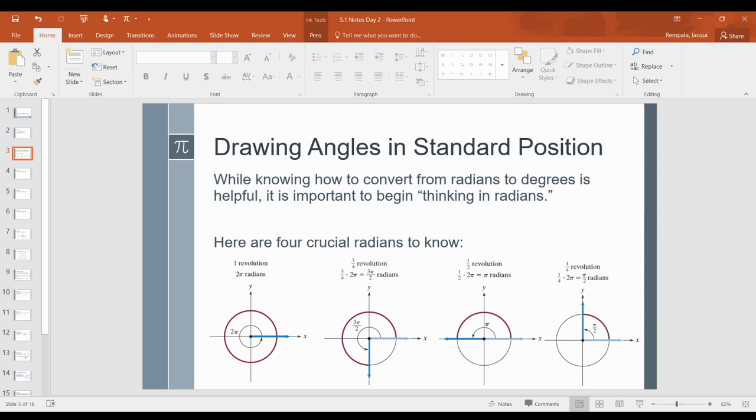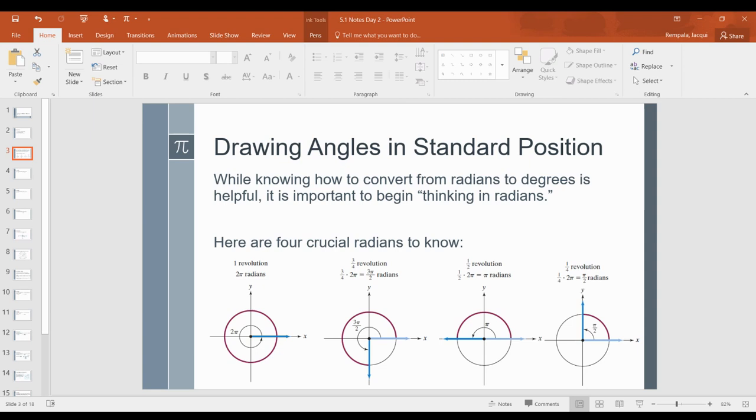So now that we know a little bit more about converting back and forth between radians and degrees, it is helpful to have that information. However, it is going to be super important that we just begin thinking about things in terms of radians and not trying to convert it into degrees. Okay, so we have to think radians. And so that's how I'm going to be practicing a lot of the information. And we're going to drill it and drill it and drill it until we understand and think like radians. But here are 4 crucial radians to know.